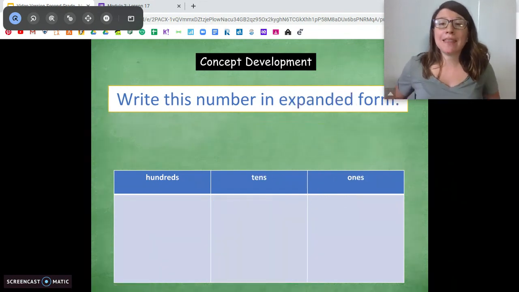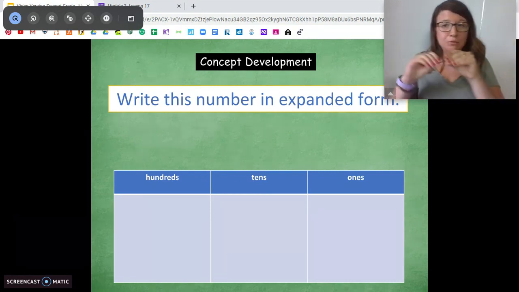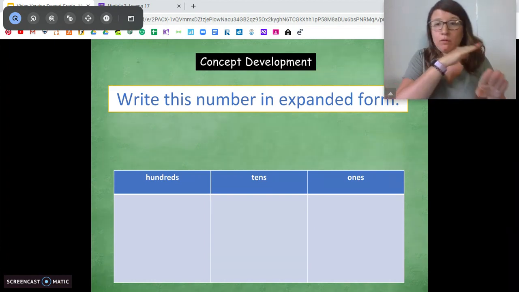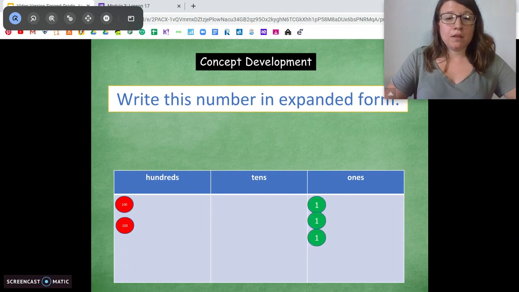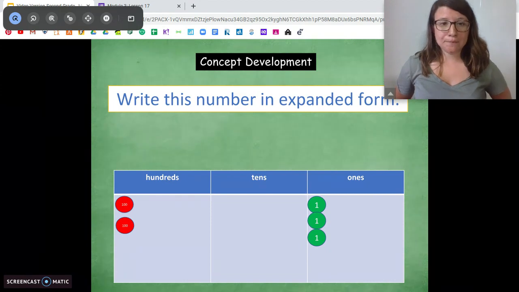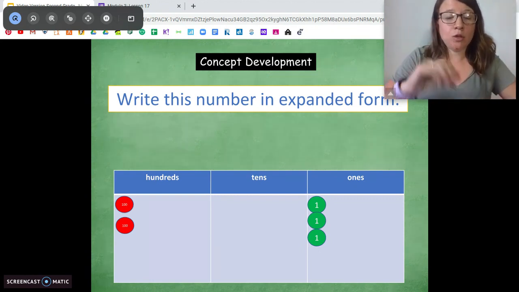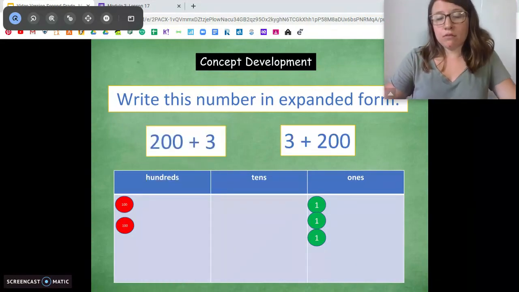Now I want you to write me this number in expanded form. Remember, in expanded form, we're adding each place value, the hundreds plus the tens plus the ones, using the plus symbol, writing a number sentence. All right, so I'm going to show you a number. I want you to write that number in expanded form. Got it? Remember, pause. Come back when you're ready. So we have 2 hundreds, 3 ones. So we're going to write 200 plus 3 or 3 plus 200.